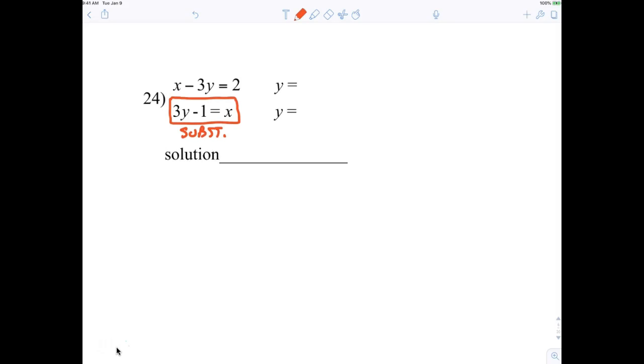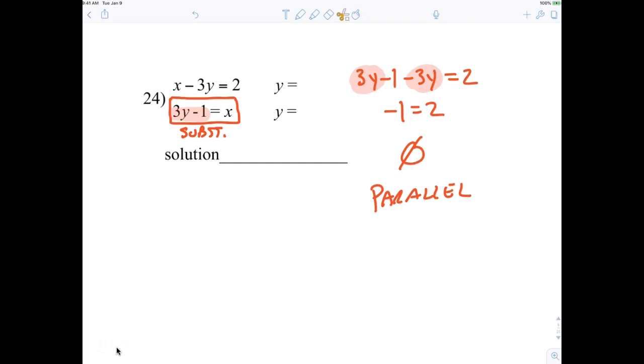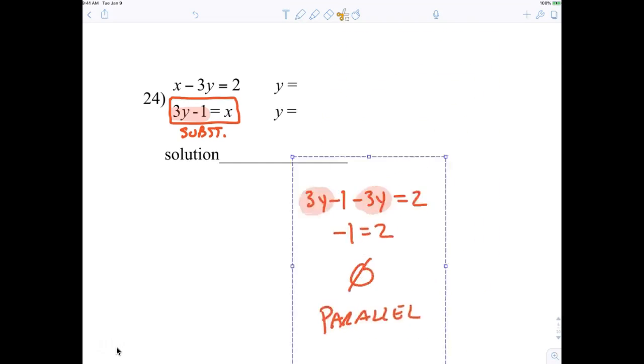It's a substitution. So wherever I see an x, I can put 3y minus 1. So here we go: 3y minus 1 minus 3y equals 2. This is a good one. So what happens? The 3y and the negative 3y cancel out. So negative 1 equals 2. So this is no solution, which means the lines are parallel.